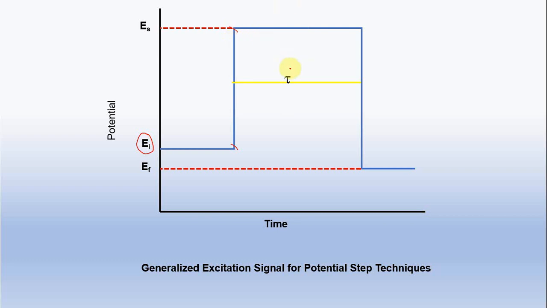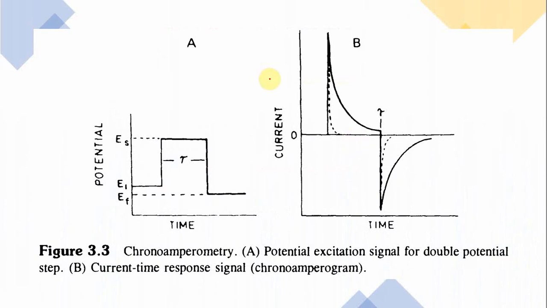So let's say if it remains the same, and we are looking only up to this part of the potential, then we are talking about a single step technique. But if we actually return it to a final position EF, then we are talking about a double step technique. We will be looking at it in coming slides. So here is an example of how it actually looked. You can see that it is the same diagram as we saw in the slide before.